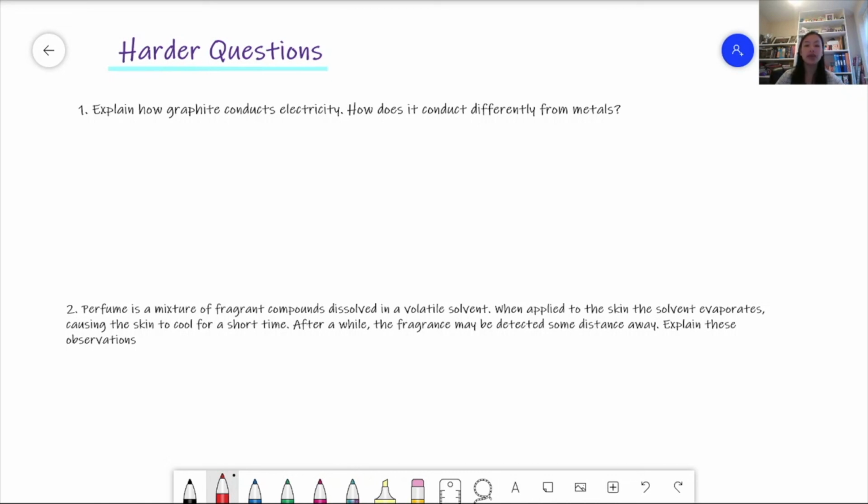Okay, so this is a bit more of an applied question, but basically what happens is that when you apply it to the skin and the solvent evaporates, when something evaporates, it actually takes away heat because energy is required to turn it into a gas. So that's why the skin cools for a short time. And then after a while, fragrance is detected because of diffusion. So in the air, it's carried some of the particles of the perfume in the air, and that's why you can smell it some distance away.